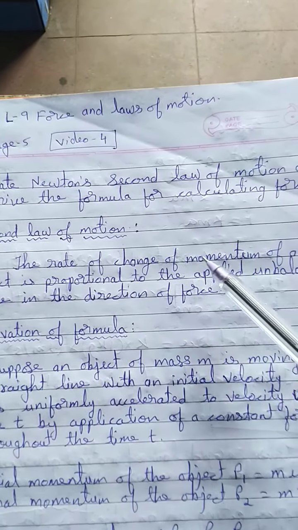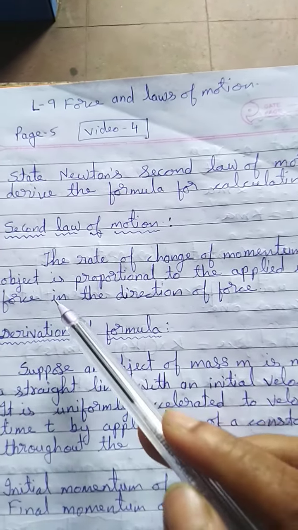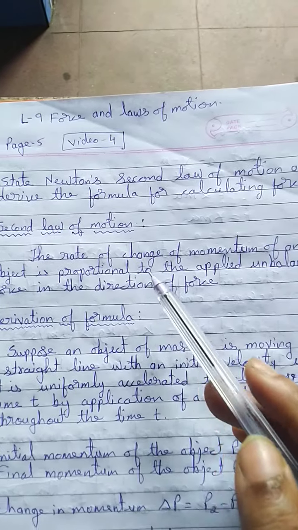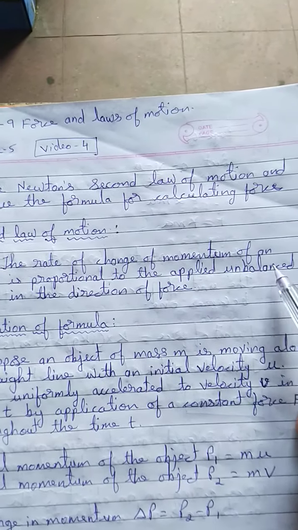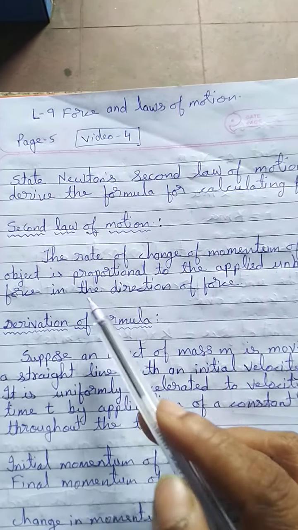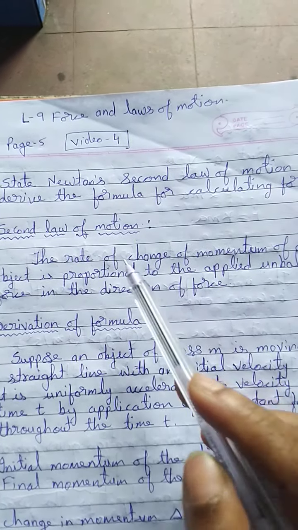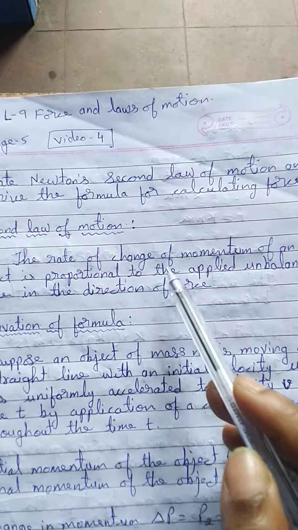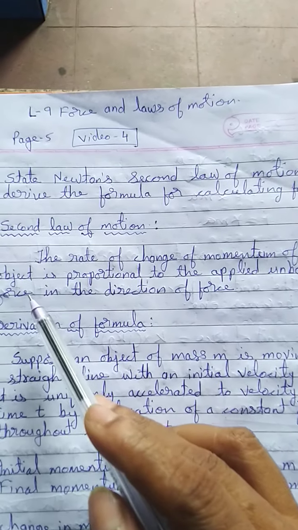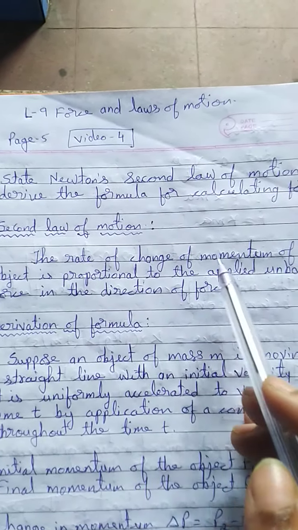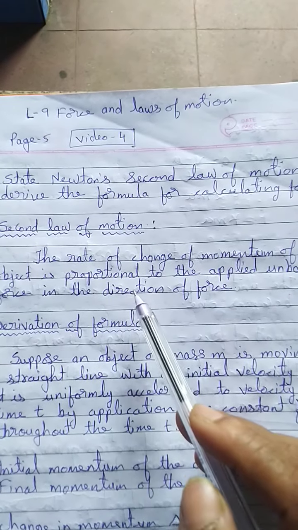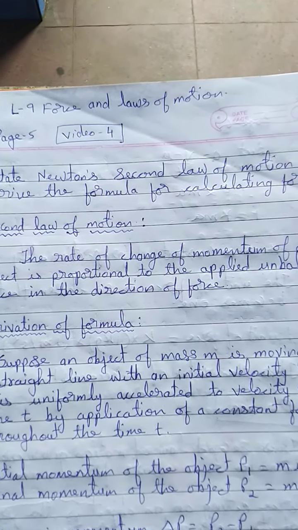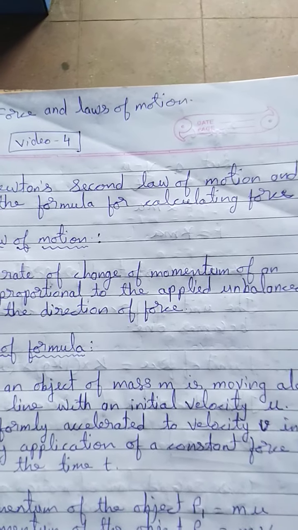The rate of change of momentum of an object is proportional to the applied unbalanced force in the direction of the force. The rate of change of momentum of an object is proportional to the applied unbalanced force, and this rate of change of momentum is in the direction of the force. This can be understood in this way.